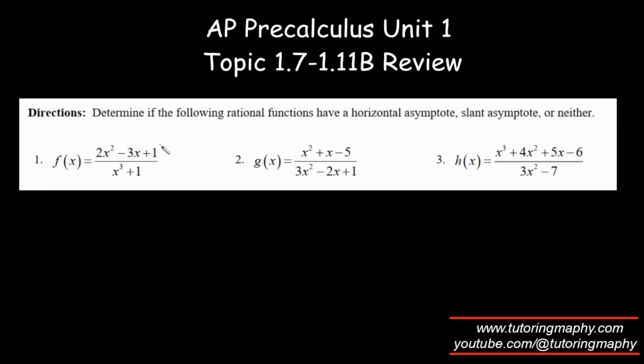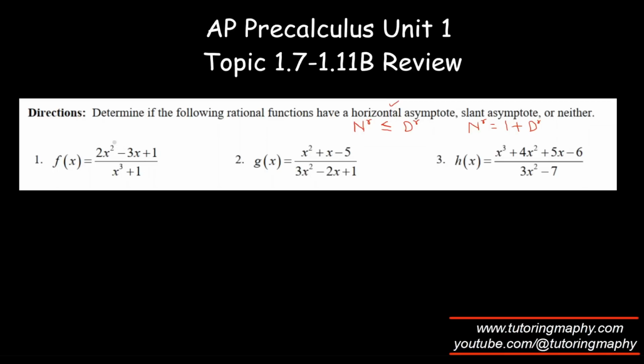neither. So we learned this already: a horizontal asymptote is possible when the degree of the numerator is less than or equal to the degree of the denominator. If this happens, then yes, there is a horizontal asymptote. But for a slant asymptote, the degree of the numerator should be exactly one more than the degree of the denominator. And if neither of these happens, then it will be the neither case.